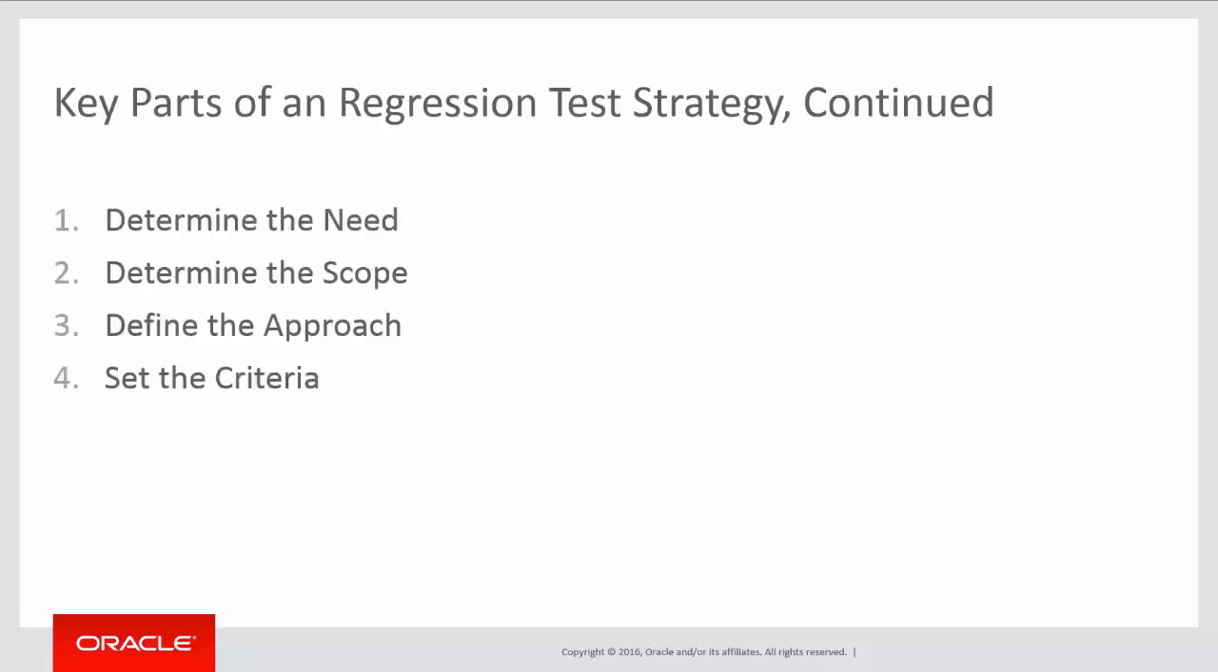So let's talk about what an automated regression test strategy for PeopleSoft application includes. There are 4 main parts to consider: the need for regression testing, the scope of the test, how you will do the testing or the approach, and finally the criteria for successful testing. Each of these needs to be considered and worked through as part of setting a regression test plan.